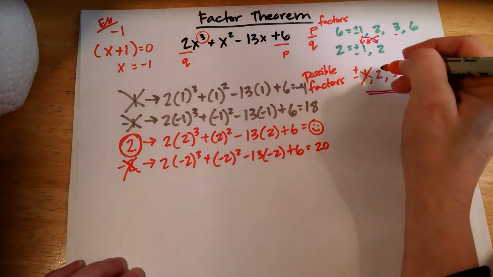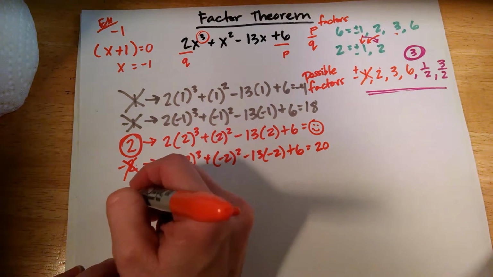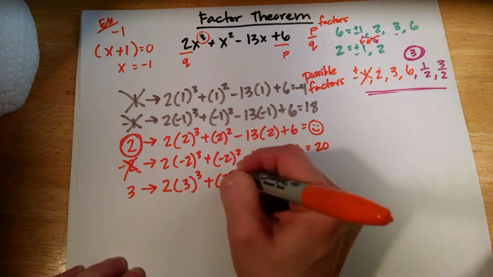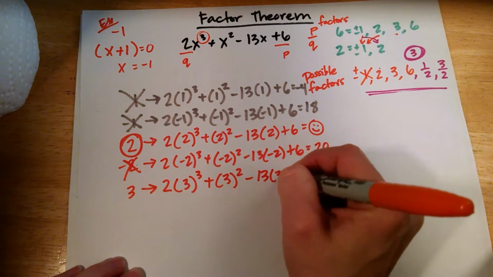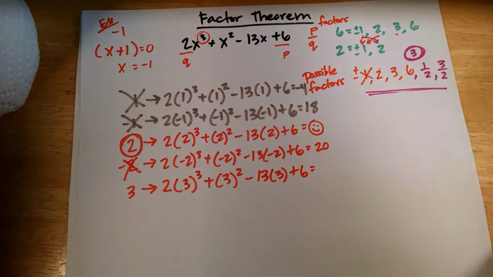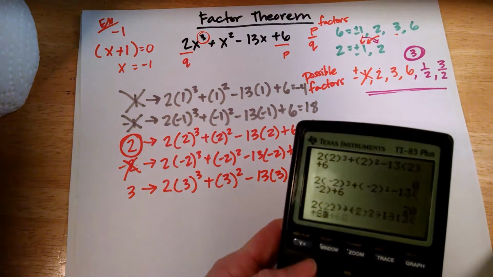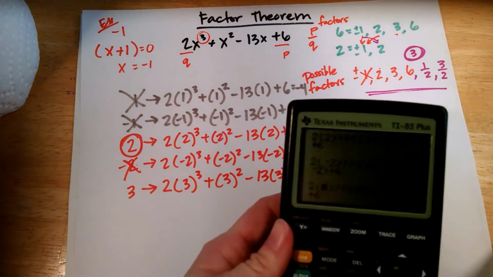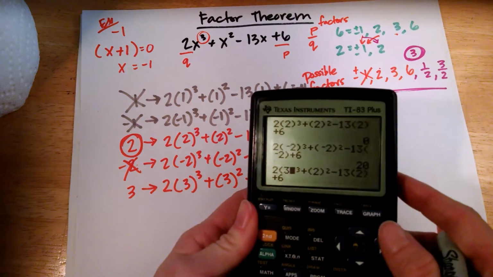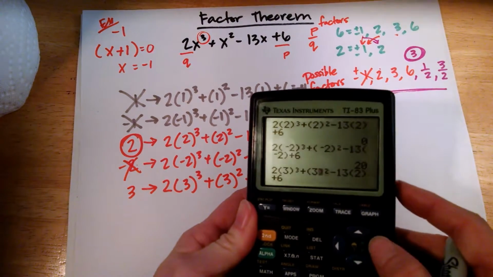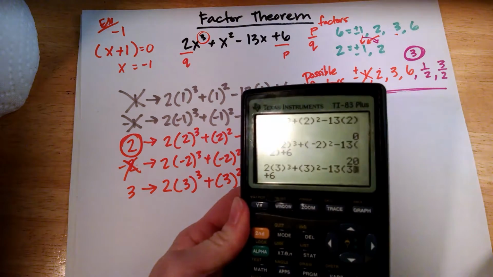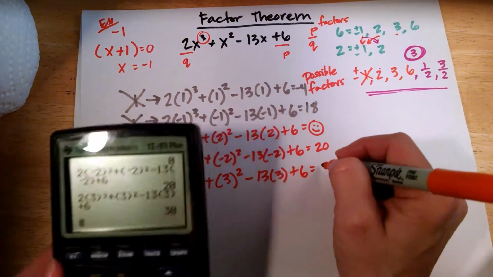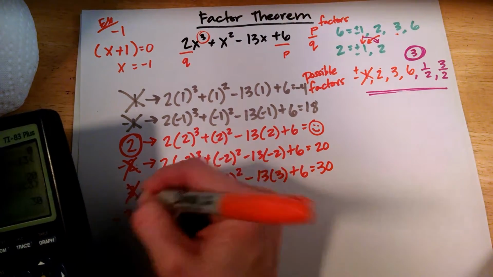Okay, let's go with 3. So 2 worked. 3, let's see if that works. 2 times 3 cubed plus 3 squared minus 13 times 3 plus 6. Okay, so enter second entry. I'm going to plug it in where I had the positive 2, and I'm going to change that to a 3. So I'm changing that one to a 3, that one to a 3, and that one to a 3. Okay, I plugged them all in. Okay, that's 30. That's not going to work. Okay, that's a no.